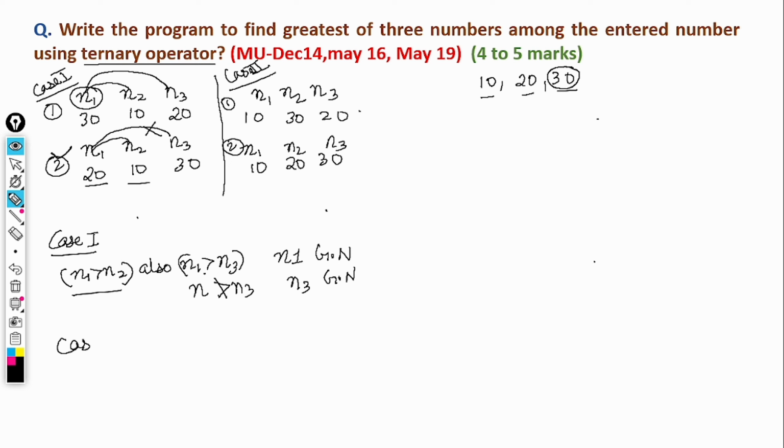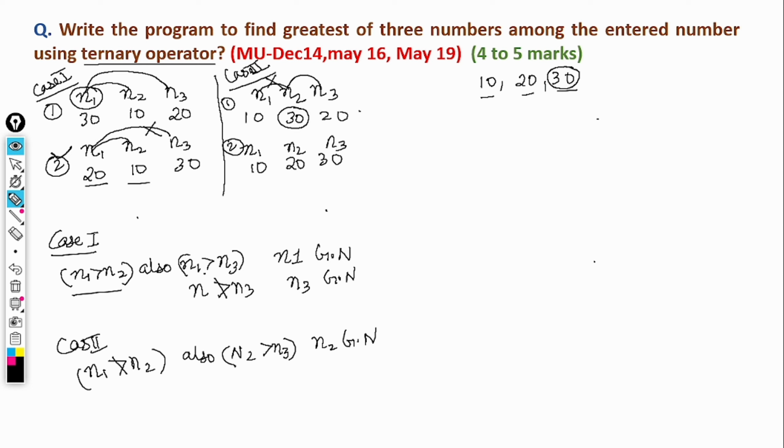Now coming to case number 2, first subpart. n1 is not greater than n2. So I am writing n1 is not greater than n2. Now in the first statement, n1 is not greater than n2, which means n2 is the greater number between both of them, and also n2 is greater than n3. In such a case, what will happen? n2 will be the greatest number. It is so simple.